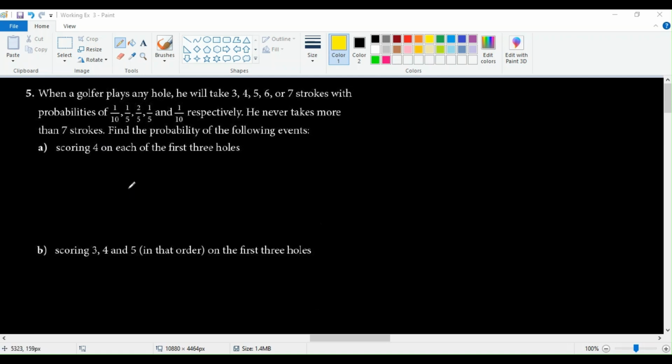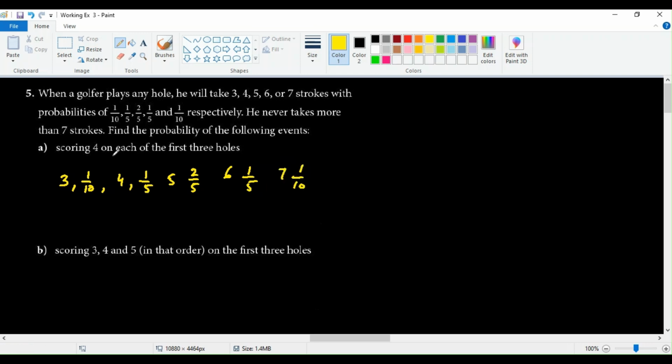So probability, first we go for 3 shots, is 1 over 10. For 4, it is 1 over 5. And for 5 is 2 over 5. And 6 is 1 over 5. And 7 is 1 over 10.